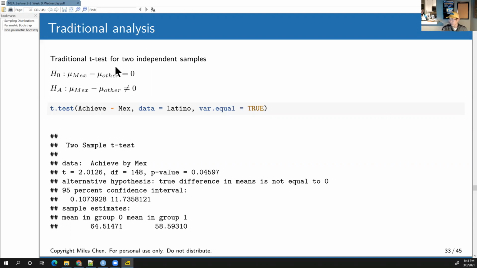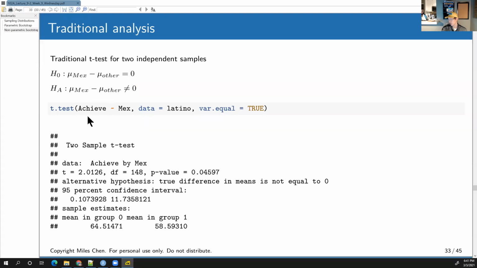But if we did a traditional t-test, our null hypothesis would be that the mean education achievement level for immigrants from Mexico minus the mean education achievement for immigrants from other countries is zero, that there's no difference between them. And the alternative is that we get some non-zero difference between these two mean values, okay?